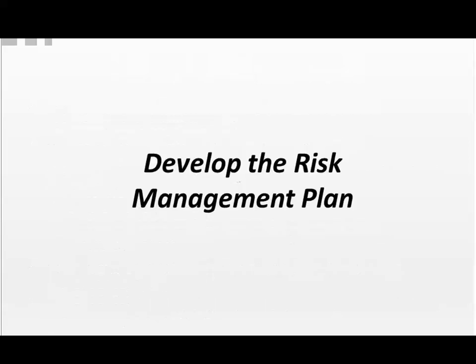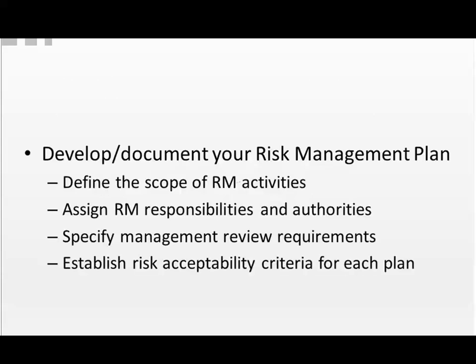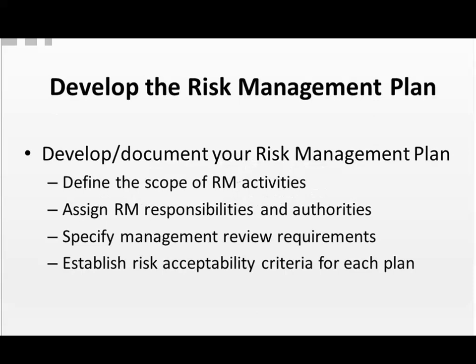Now that we've talked a little bit about the risk management plan, let's now discuss in a little more detail just how that plan is developed. Now, in terms of ISO 14971, a minimum of requirements for the plan includes the scope of risk management activities, the assigned risk management responsibilities and authorities, the management review requirements, and the established risk acceptability criteria.